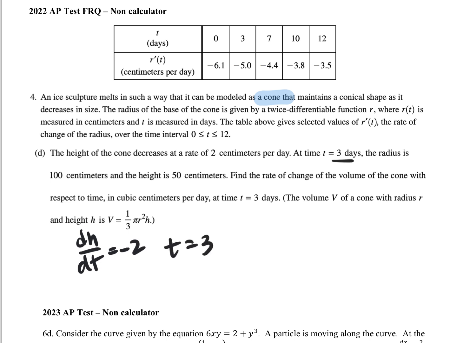At time t equals 3 days, the radius is 100 centimeters. R or dR/dt? Just radius is 100. Height is 50. H or dH/dt? H.